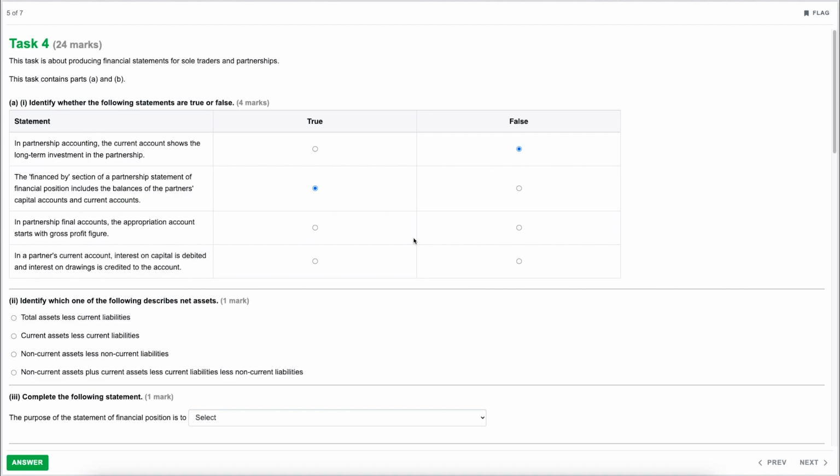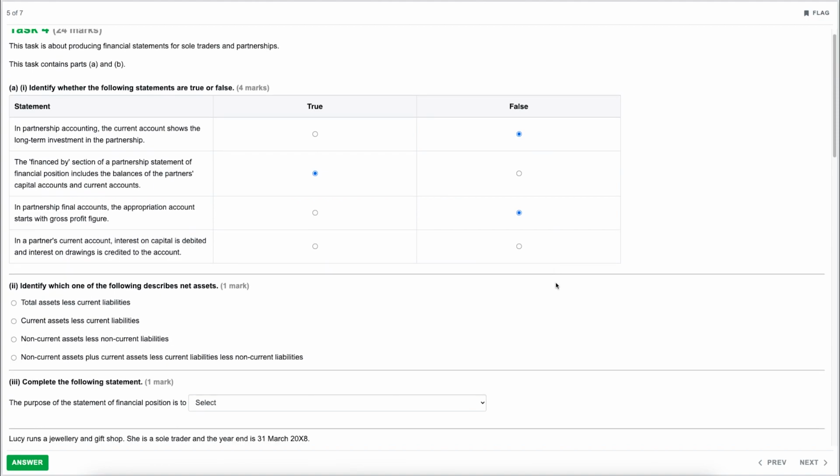Next one then, in partnership final accounts, the appropriation account starts with the gross profit figure. Well, that one would be false. We start with the net profit figure. The gross profit, you haven't actually taken off your expenses yet, so you definitely don't want to be starting with that. We would be starting with the net profit figure.